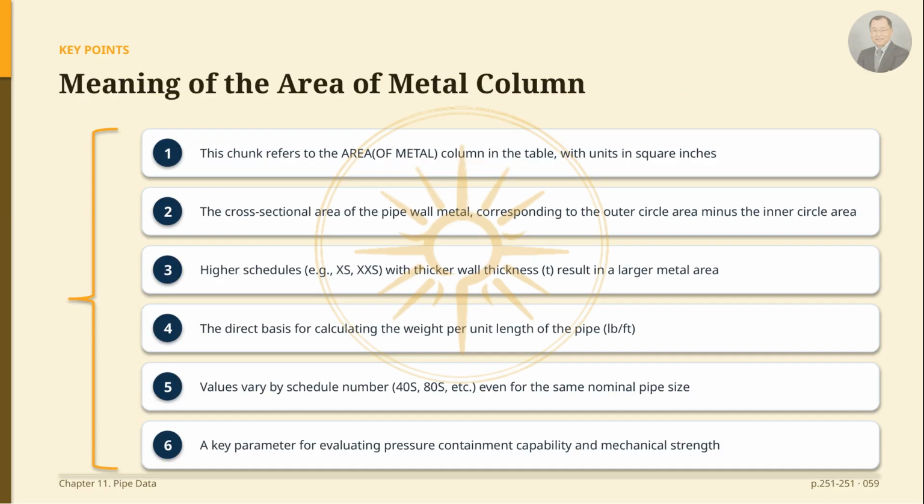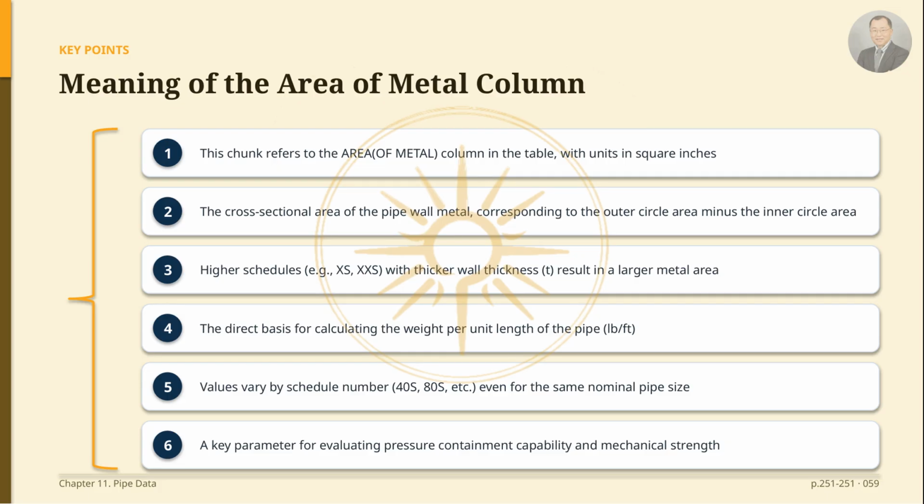I will now introduce the area of metal column in more detail. The unit for this value is also square inches. The area of metal refers to the cross-sectional area of the pipe wall metal. You can understand it as the area of the circle drawn by the outer diameter minus the area of the circle drawn by the inner diameter. As the wall thickness increases, that is, for higher schedules like XS or XXS, this metal area increases. This value is the direct basis for calculating the weight per unit length of the pipe, or pounds per foot.